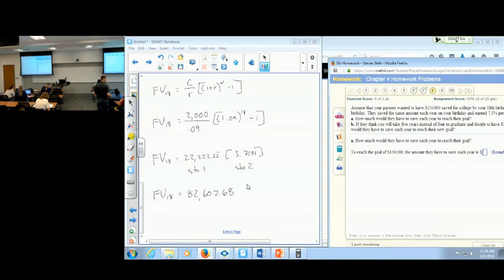Okay, that's why. So yeah, you guys, we need to store that second value at 3.7171. When you just type in the 4 decimal approximation, you're introducing that rounding error. So when you calculate that number, you want to store it as well, and then multiply the stored values together.